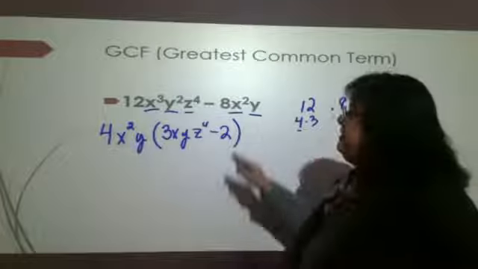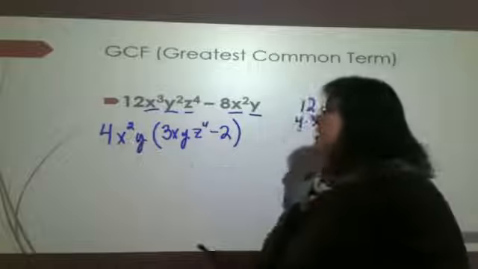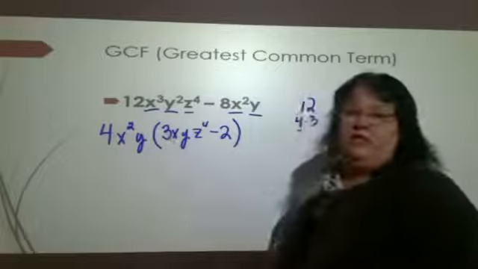So when you're doing the GCF, pull the biggest number, but it's going to be the smallest exponent that they both share.